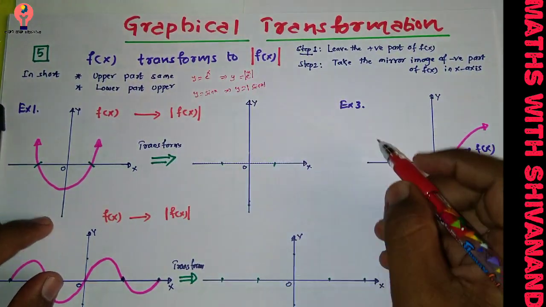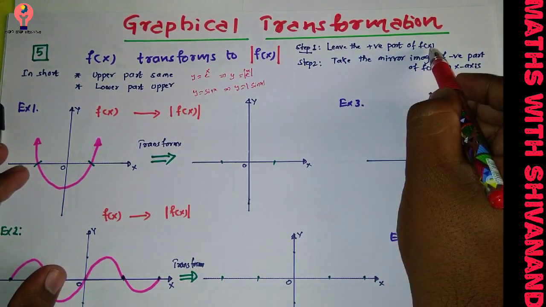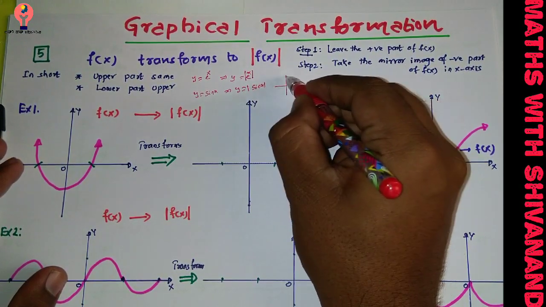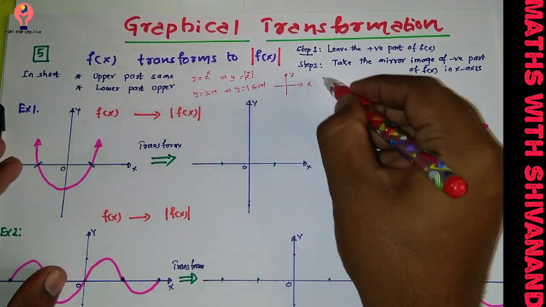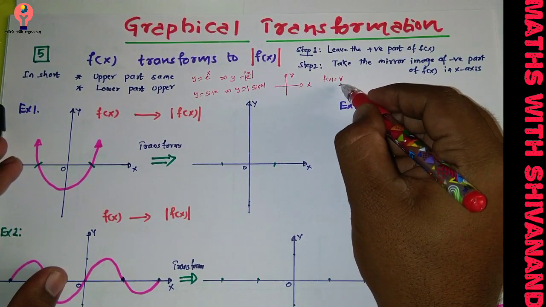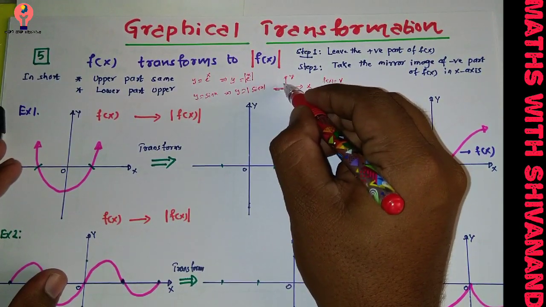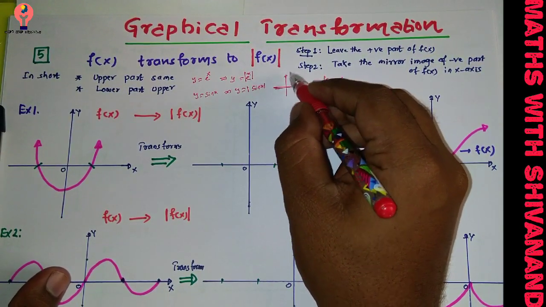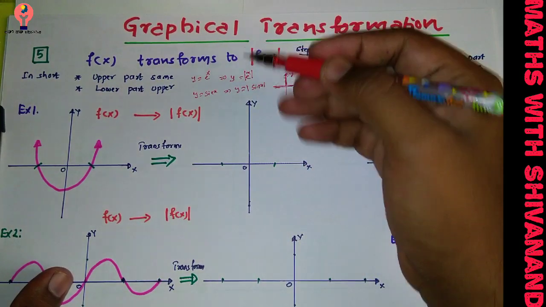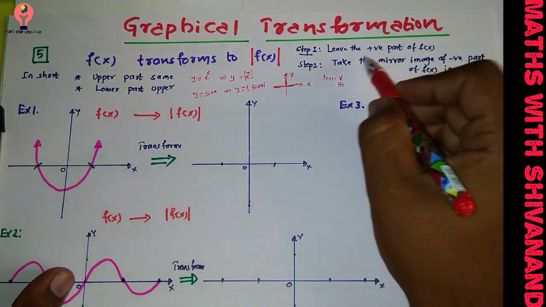Listen students, here you will have two steps. Step 1, leave the positive part of f of x. First make it very clear: what do we mean by f of x being positive? It is nothing but the part of the graph which lies above the x-axis, where y is positive. Above the x-axis y is positive, and below the x-axis y is negative. What is step 1?